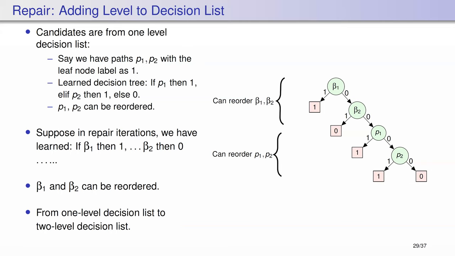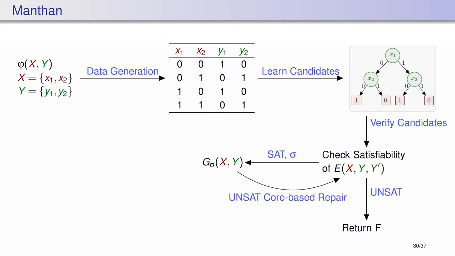Okay, so here is the entire approach I put together. We start with a specification, and we generate the data. From the data, we learn the candidates. From these candidates, we check if the functions that we have learned are correct. For this, we can construct a formula and call a SAT solver. When we call a SAT solver, it's going to tell us that there's a counterexample. If there's a counterexample, then we go on to repair the function that we have.